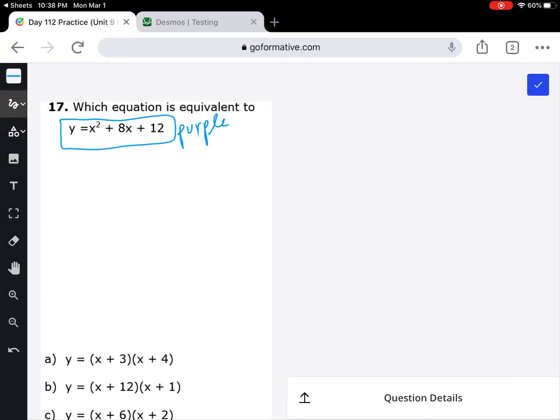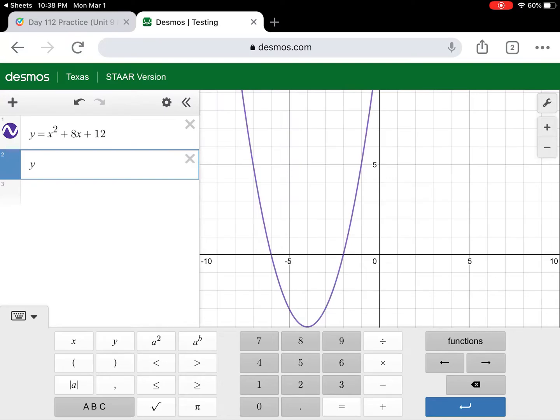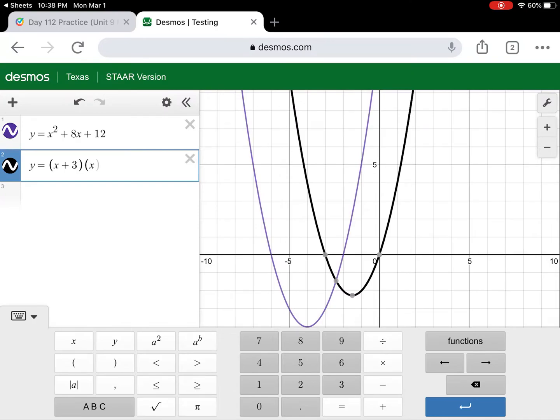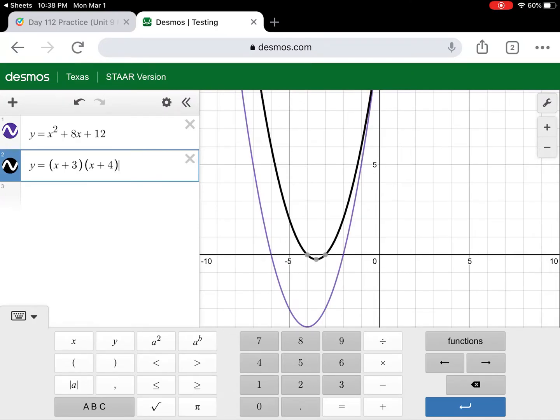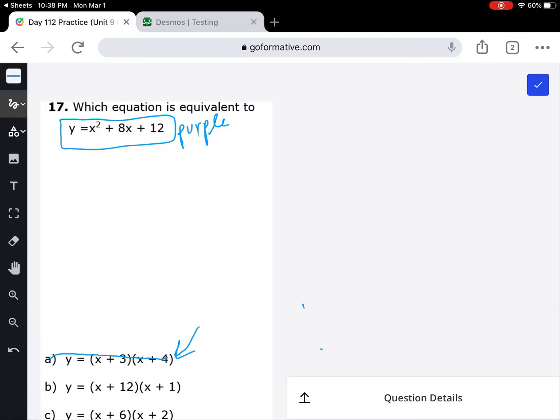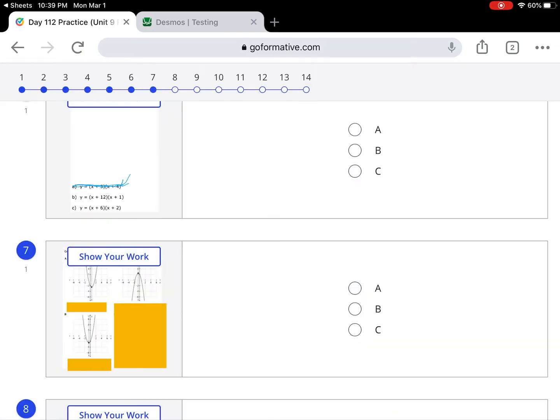So now I'm going to type in A right below it. y equals (x + 3)(x + 4). Does this new graph match the original graph? It definitely is not exactly the same, so therefore it is not equivalent. So the answer is not A. Go ahead and try typing in B and see if it is equivalent. Then try typing in C. Not too bad.